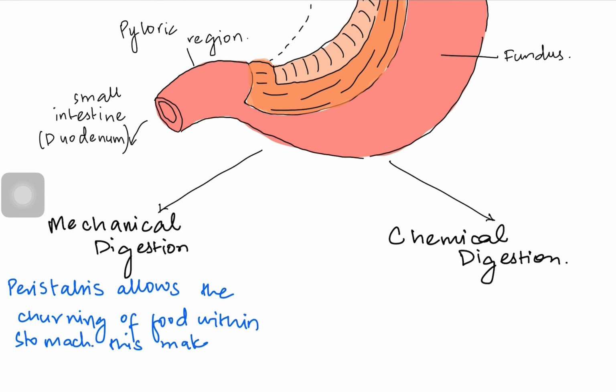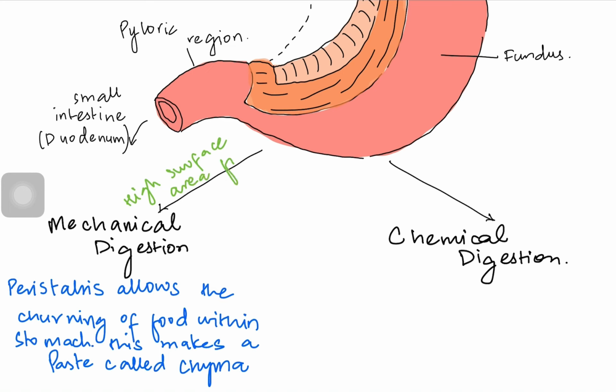Now, by this churning, we refer to the fact that this makes a paste of food known as chyme. I don't know why I wrote A, but it should be E. So this chyme is the food paste made by the churning, which provides high surface area for better enzymatic action because it's easier for the enzymes to act over a paste.